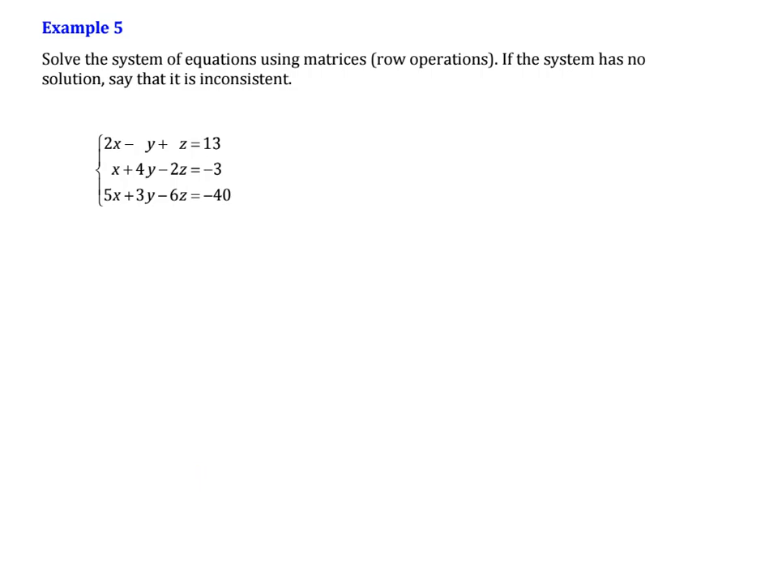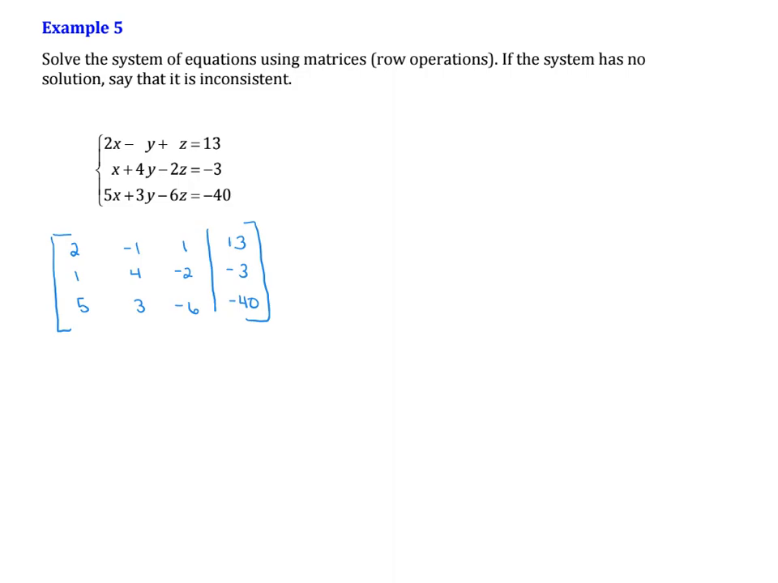Now let's look at a system of equations that has 3 equations and 3 variables. Again, we start off by writing it as a system of equations, as an augmented matrix. So 2, negative 1, 1, 13, 1, 4, negative 2, negative 3, 5, 3, negative 6, negative 40. Separate the right-hand side from the coefficient matrix.